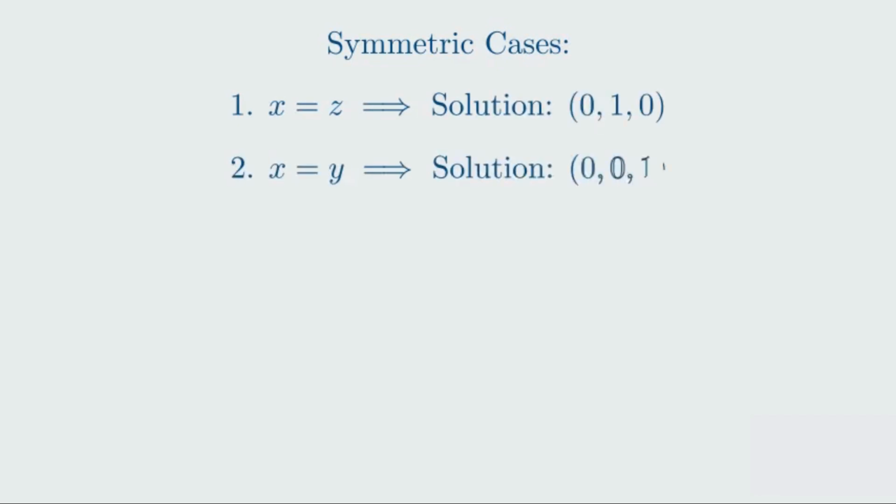Let's look at the remaining possibility based on the sum of squares. x minus y is plus or minus 1, y minus z is 0, z minus x is plus or minus 1. This gives us y equals z, which is what we solved initially, giving the solution 1, 0, 0. The other two symmetric cases would be: one, x equals z, which leads to the solution 0, 1, 0; two, x equals y, which leads to the solution 0, 0, 1.